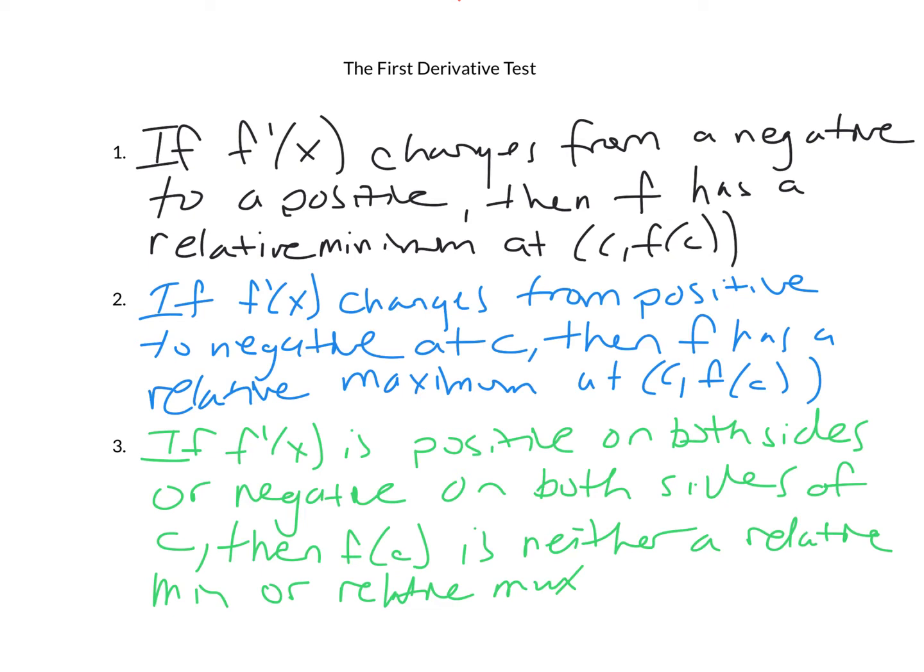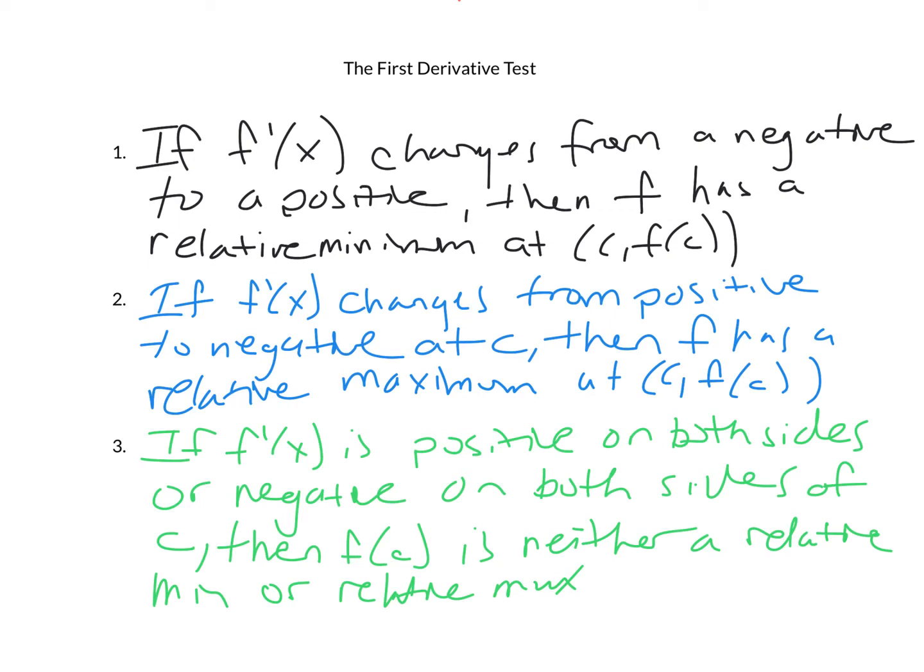So let's think about the example before. Hopefully you wrote it down and didn't just listen to this. Look at the first one. It says if the derivative of f of x changes from a negative to a positive, then f has a relative min at c comma f of c. So in that previous problem, that would be at x equal to 1 because it goes from a negative value to a positive value at x equal to 1. So 1 would be your relative min, as opposed to negative 2, which would be a relative max because it changed from a positive to a negative. So therefore it's a relative max.